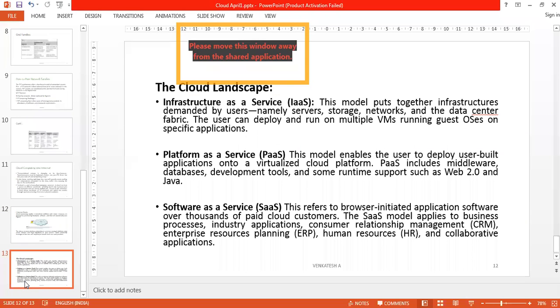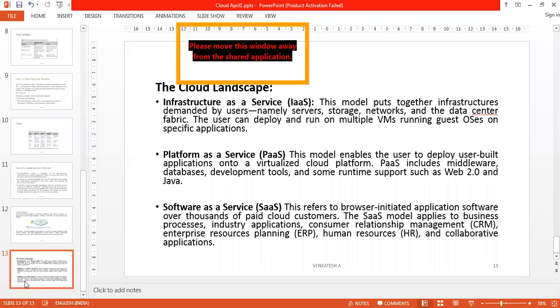Next concept is the cloud landscape. That means what is the context of the cloud and what the cloud can do. The cloud can provide three types of services: software related services, platform related services, and infrastructure related services. First we look at infrastructure as a service.